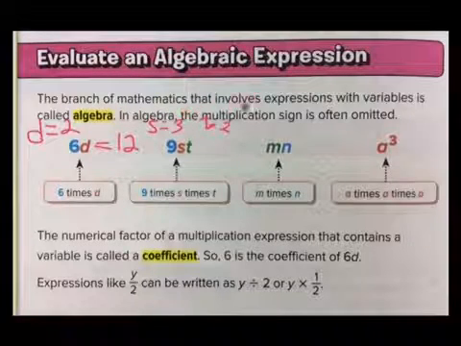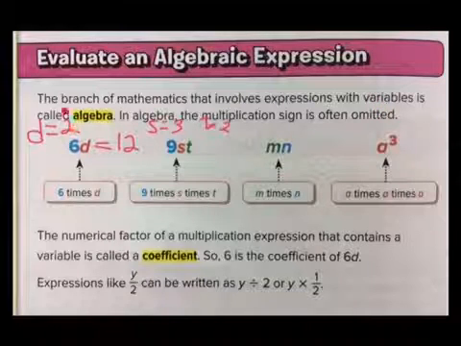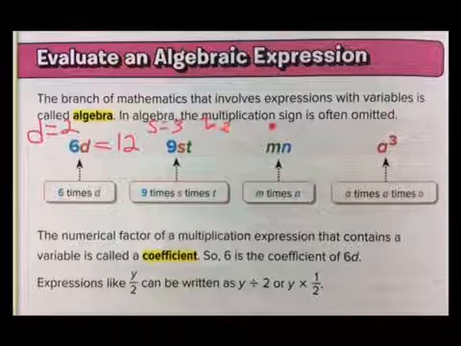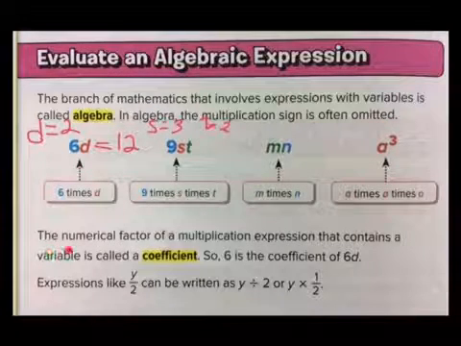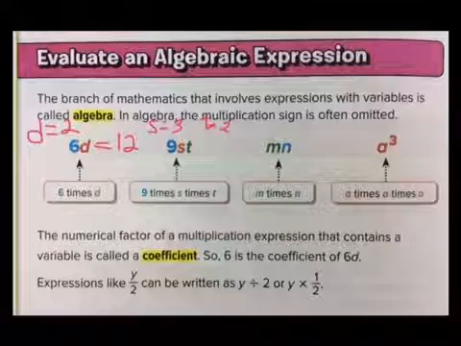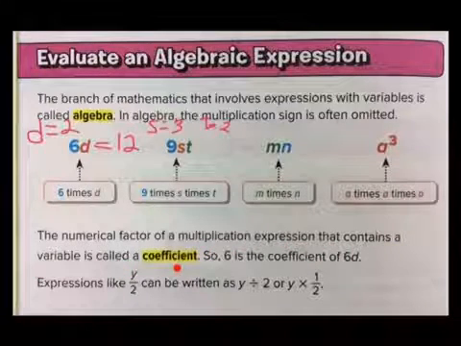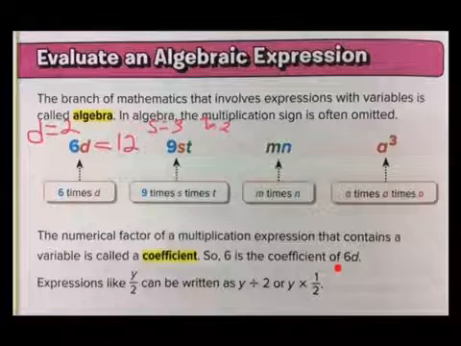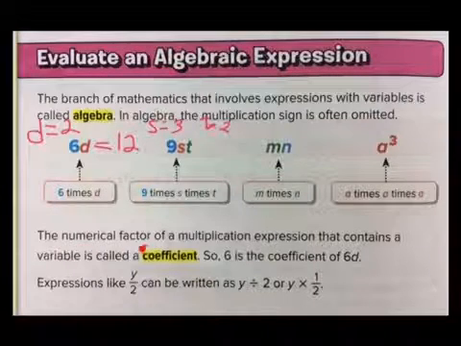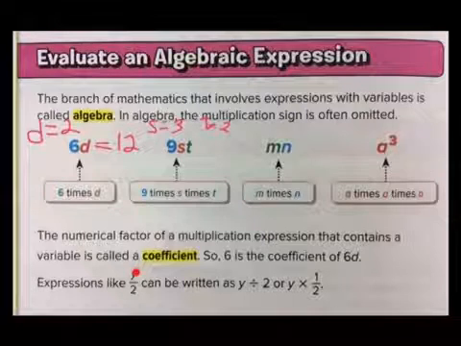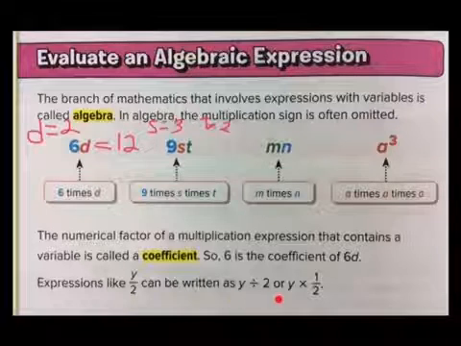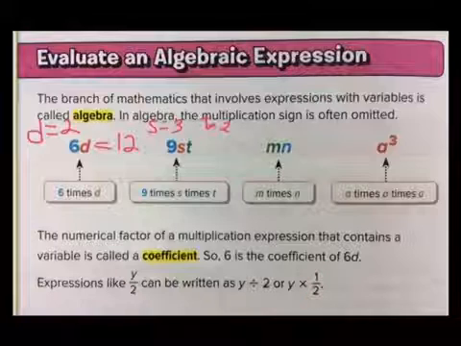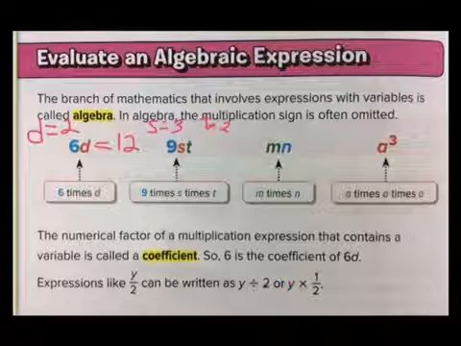The branch of mathematics that involves expression with variables is called algebra. In algebra, the multiplication sign is often omitted. So this is algebra, boys and girls. The numerical factor of a multiplication expression that contains a variable is called a coefficient. So 6 is the coefficient of 6d. So the numerical factor is called a coefficient. Okay? Expressions like y over 2, so y divided by 2, can be written as y divided by 2 or y times a half. Remember, this is the multiplicative inverse.